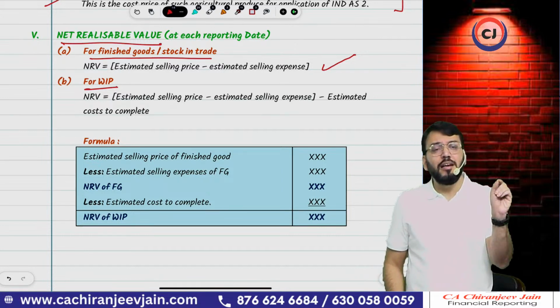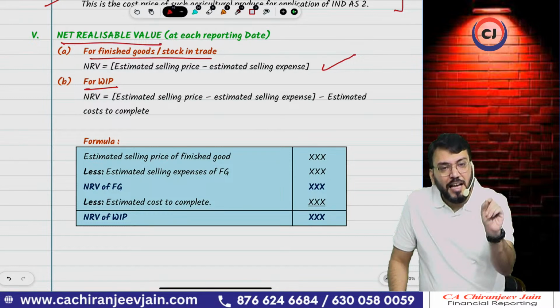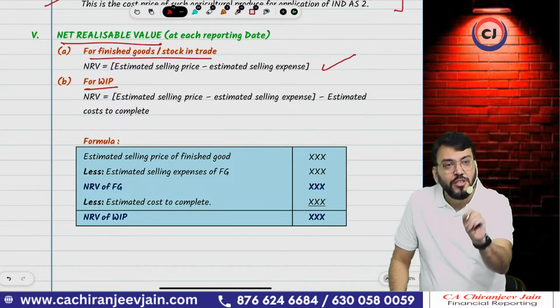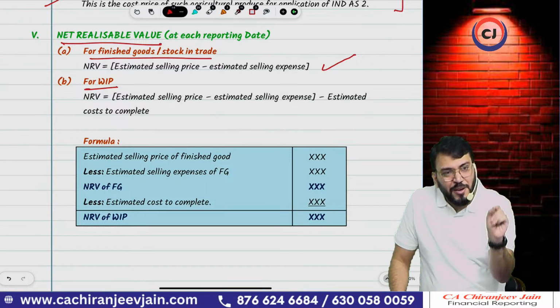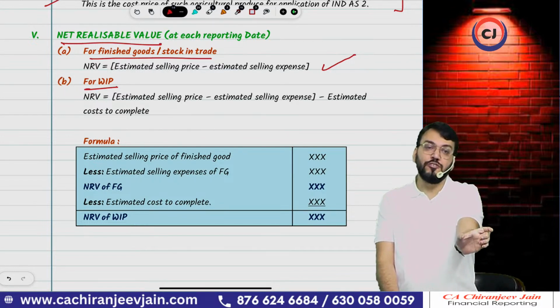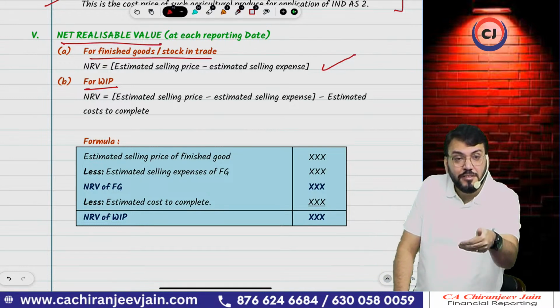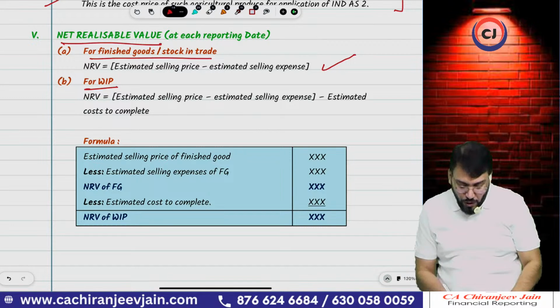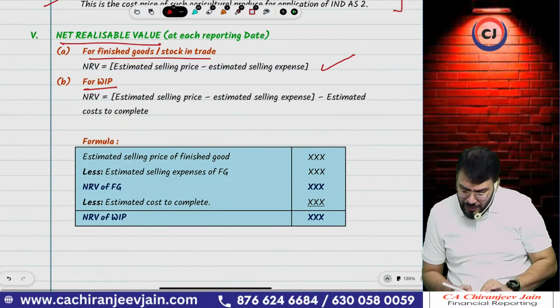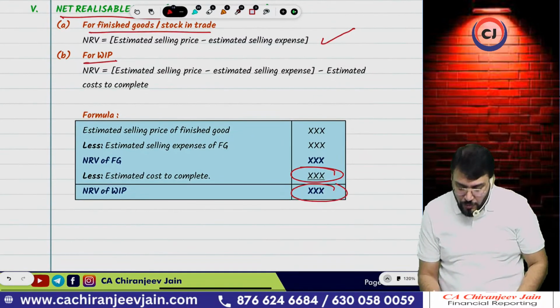First we need to find out NRV of finished goods. NRV of finished goods means what? Estimated selling price of finished goods minus estimated selling expense for selling finished goods, that becomes NRV of finished goods. From that what will we deduct? Estimated cost to complete the production. This will be given in the question only. This becomes NRV of WIP.